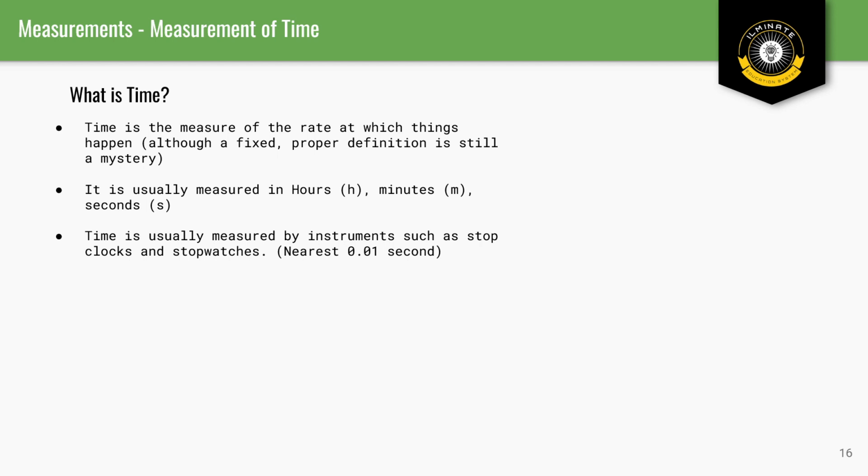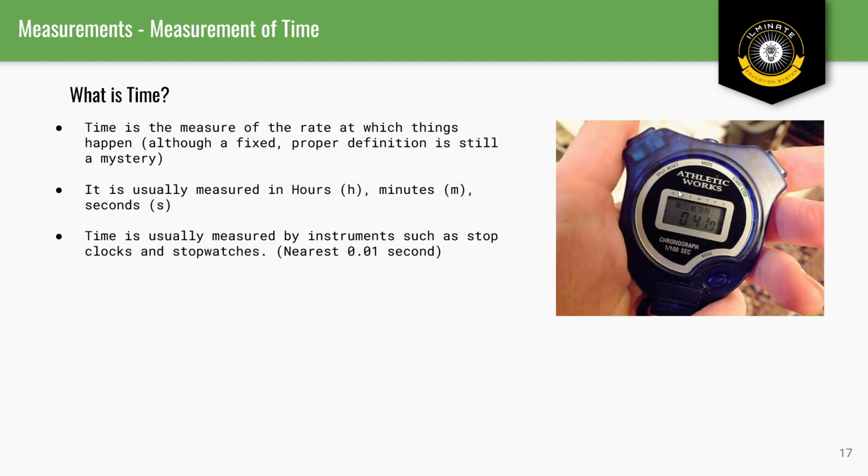So whenever, for example, you look at a stopwatch such as this, you can see here that it's showing 41 seconds and 91 milliseconds. So here we are nearest to 0.01 second, and that's basically an explanation of the accuracy of the instrument. Then we have a stop clock, which is simply an analog version of the same digital clock.